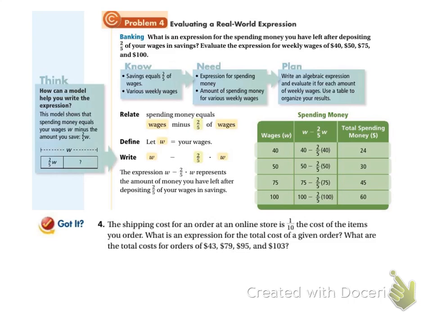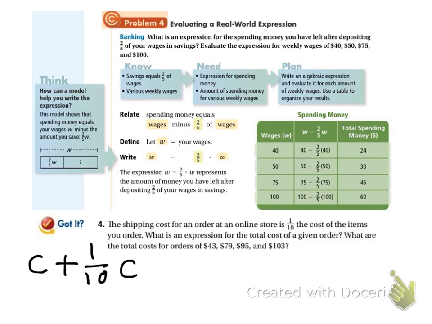If we look at our got it problem, it's a similar idea. It says the shipping cost for an order at an online store is 1/10 the cost of the item you order. What is an expression for the total cost of a given order? Okay, so I'm going to take however much my order is, and I need to add 1/10 of that to have my total. So if I call my cost C, I need to add 1/10 of that. So 1/10 times C to get my total cost.